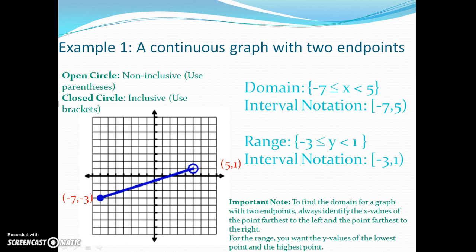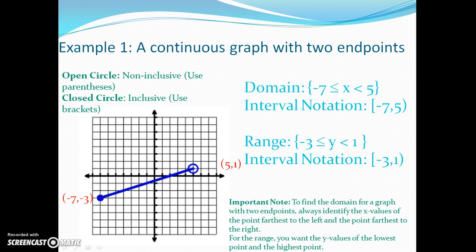Okay, so let's look at this example. We have a closed-in circle at (-7, -3). And then we have an open circle at (5, 1). And this is a segment. So open circle means non-inclusive, so we use parentheses when we use interval notation, and closed circle means that it includes that point, so we're going to use brackets.